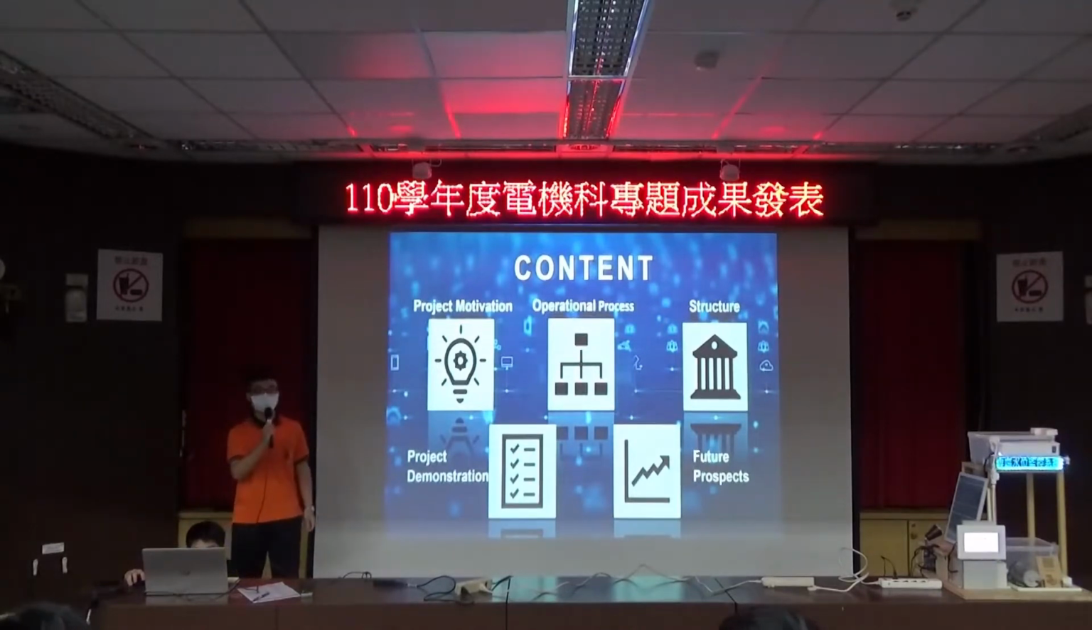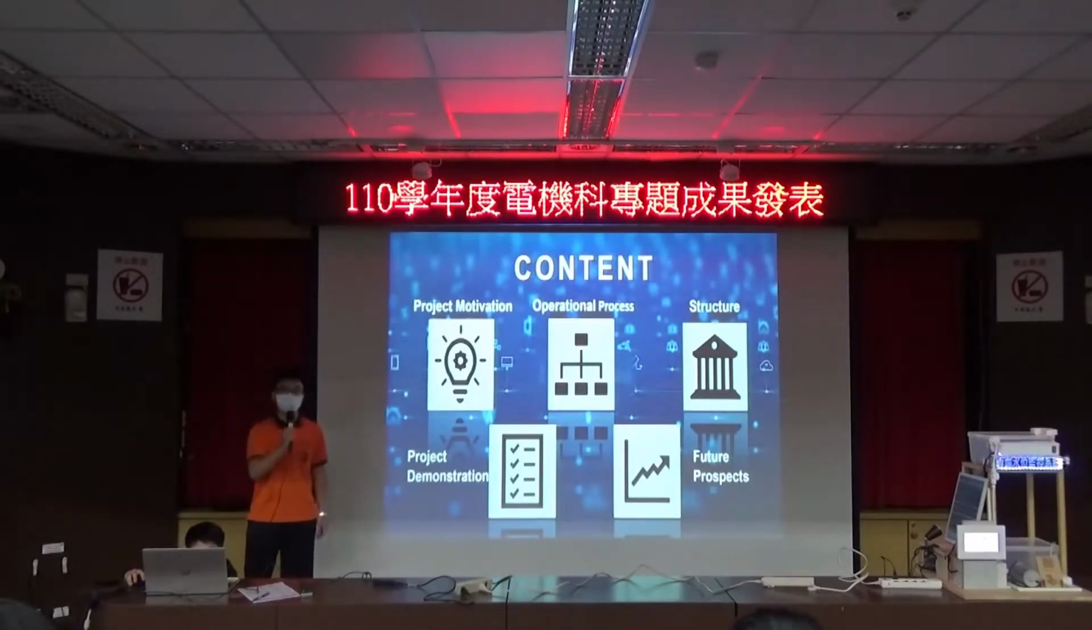Firstly, project motivation. Secondly, operational process. Thirdly, structure. Fourthly, project demonstration. And finally, the future prospects.